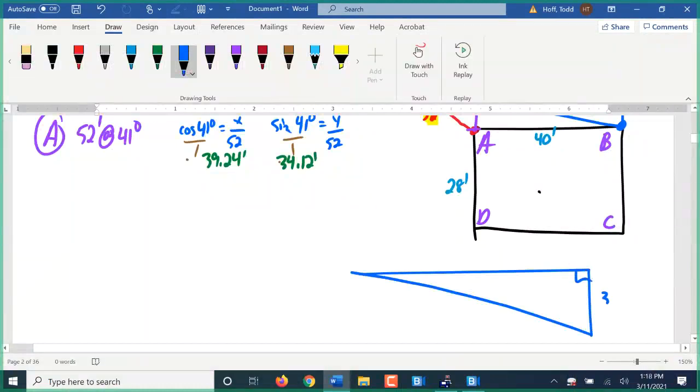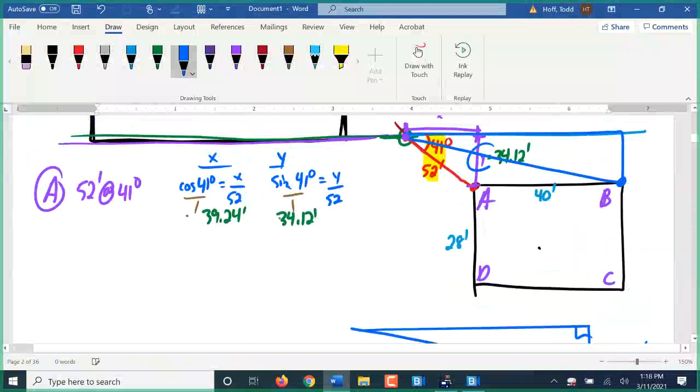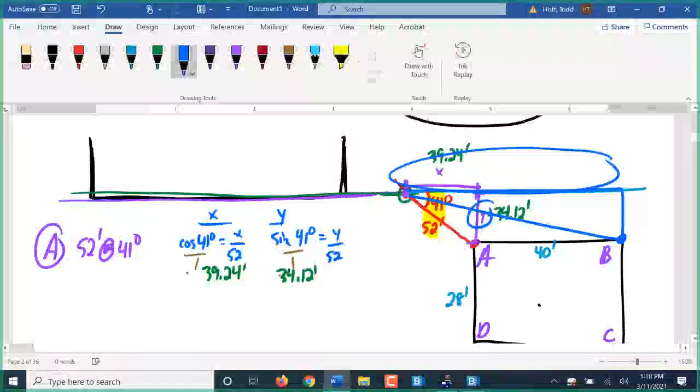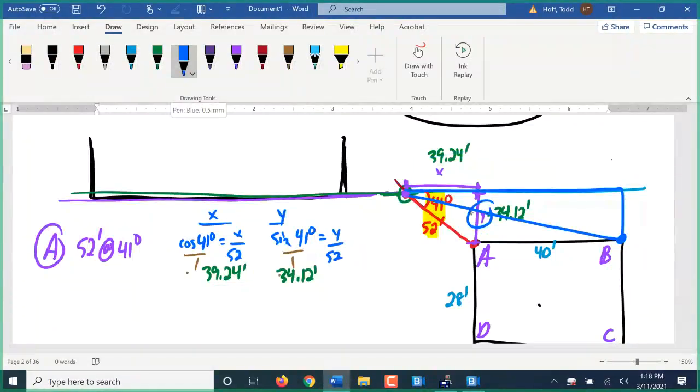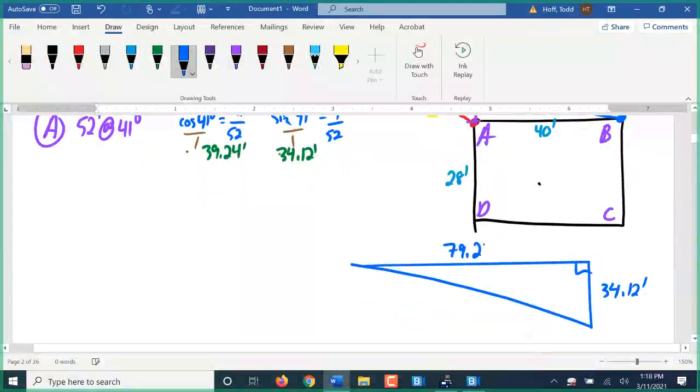This is still going to be just 34.12 feet. That's the same as dimension y here. This dimension is going to be the 39.24 plus 40. So that ends up being 79.24 feet.